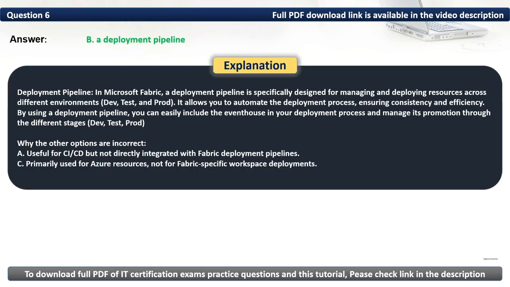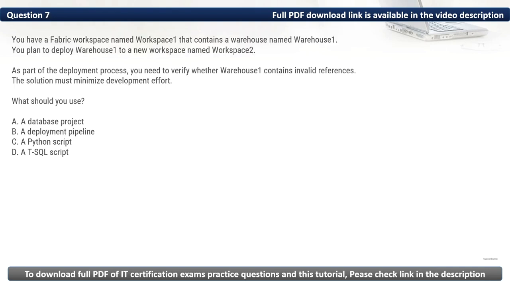In Microsoft Fabric, a deployment pipeline is specifically designed for managing and deploying resources across different environments. It allows you to automate the deployment process, ensuring consistency and efficiency. By using a deployment pipeline, you can easily include the event house in your deployment process and manage its promotion through the different stages. Question 7.